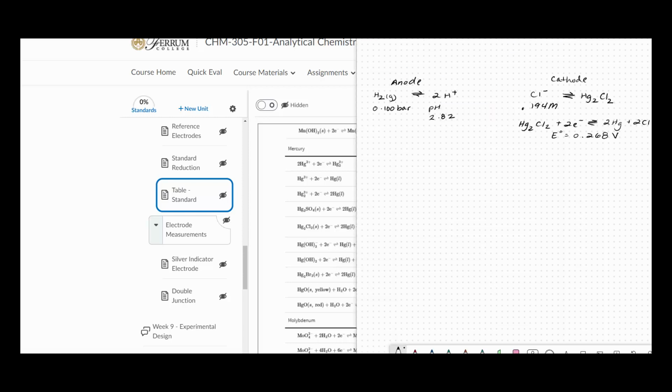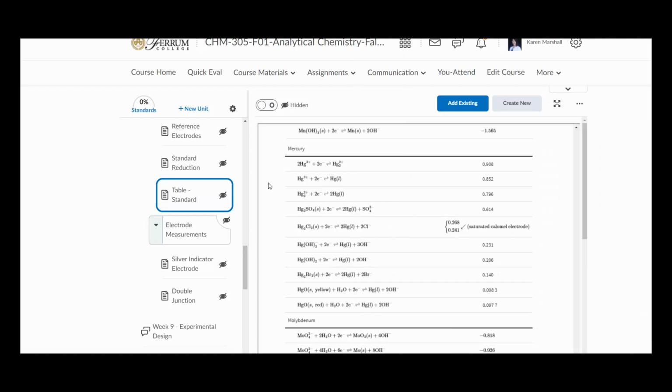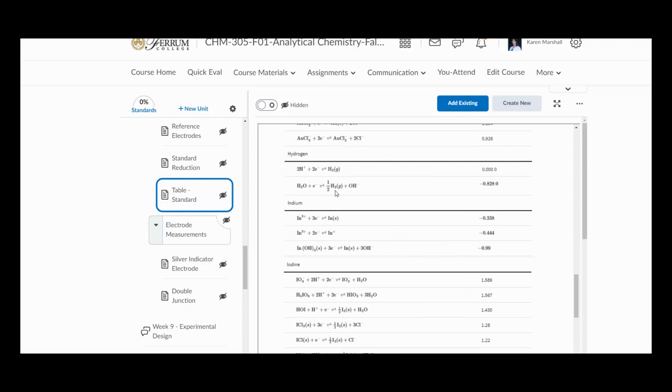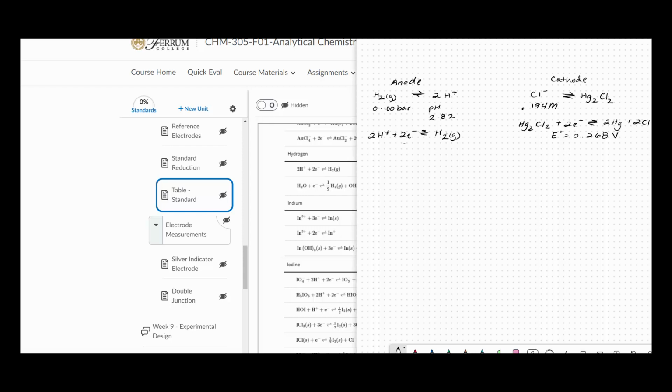Now for the anode, I have hydrogen and I have a hydrogen ion. So let's scroll up to hydrogen and see what we can find. We need something with the hydrogen gas and a hydrogen ion. So I'm going to be using this equation right here: 2H+ plus 2 electrons is H2 gas. And the standard reduction potential for this is 0, because this is our standard hydrogen electrode.